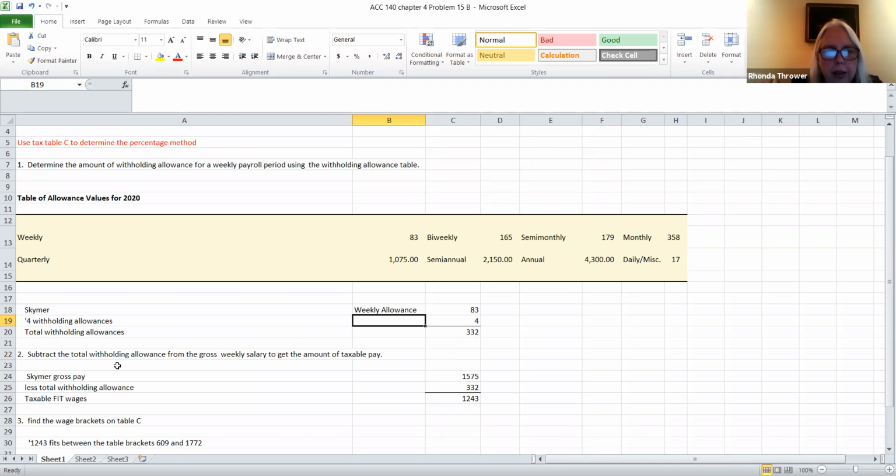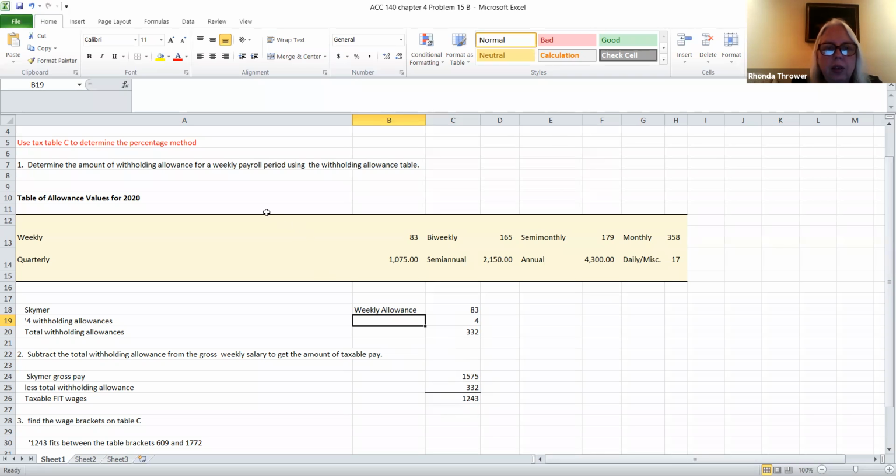Then you're going to subtract the total of the withholding allowances from the gross weekly salary to get the amount of taxable pay. So the gross pay was given for Skymer at $1,575. We just found that he had 4 withholding allowances, and the total allowances, 4 times 83, are 332. We're going to subtract them from our gross wages, and that will give us our taxable wages for the federal income taxes.